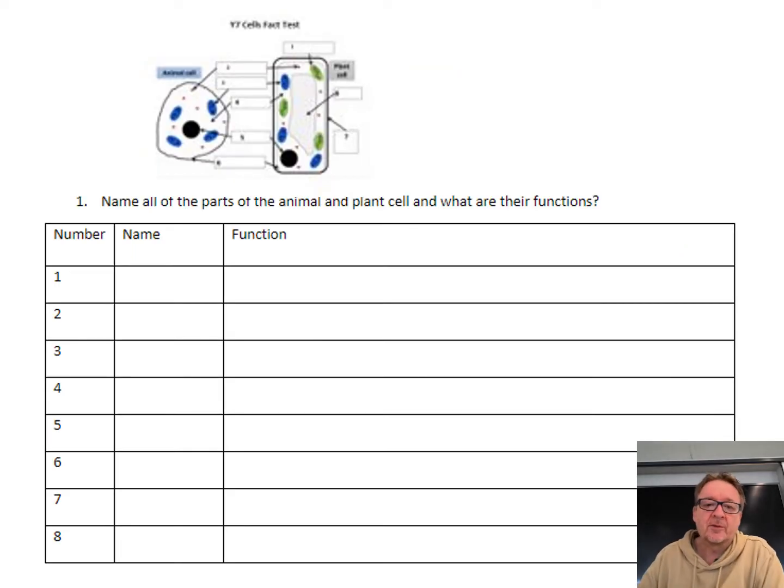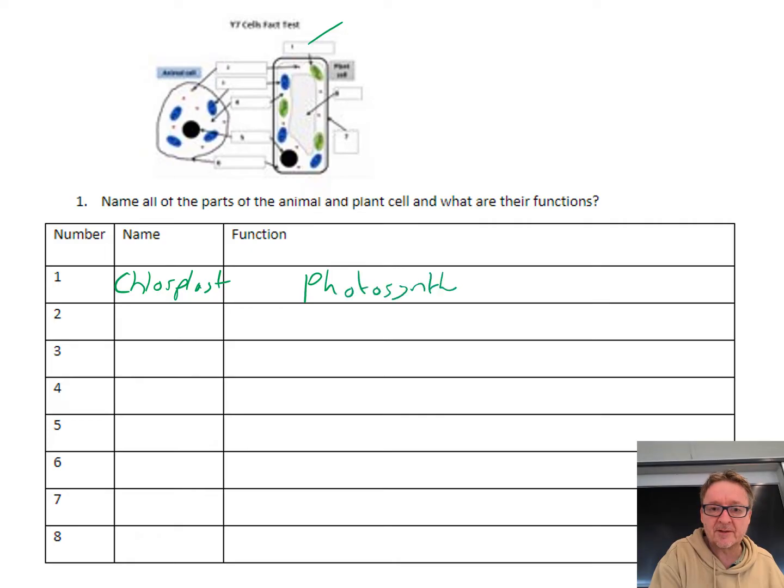Right, so what we've got here is name all the parts of the animal and plant cells and what are their functions. Number 1, which is up here, it's not particularly very clear, is a chloroplast. I'm not going to write these in very well. Chloroplast. And the job of that is photosynthesis, which is the production of energy from the sun.